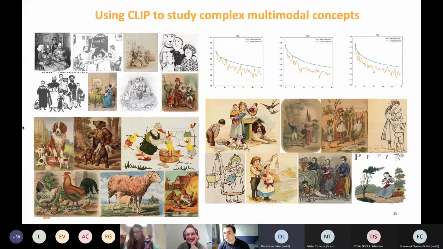But what was in fact more interesting to us was that we can also learn a lot from the small mistakes that CLIP makes. So here you can see these images in the lower right corner of the slide, we had a lot of images which don't really show a family, but they do show concepts, visual concepts, which are very important for visual representation of family.